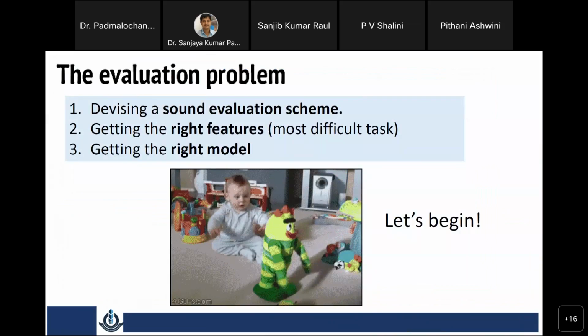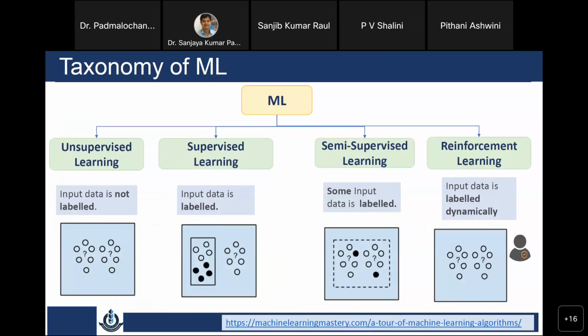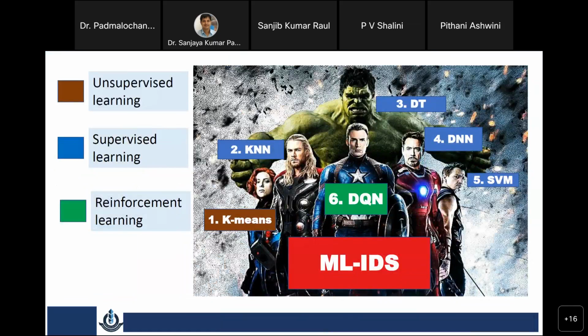Okay, and if we see, this is the taxonomy of ML. I will skip this. Unsupervised, supervised, semi-supervised. Reinforcement learning is widely being used nowadays because it has the rewarding or feedback mechanism, so it dynamically improves the performance of the intrusion detection system. So therefore, reinforcement learning is being used widely. Deep Q network, double deep Q networks, these are examples of reinforcement learning, and others are supervised and unsupervised learnings which are well used.